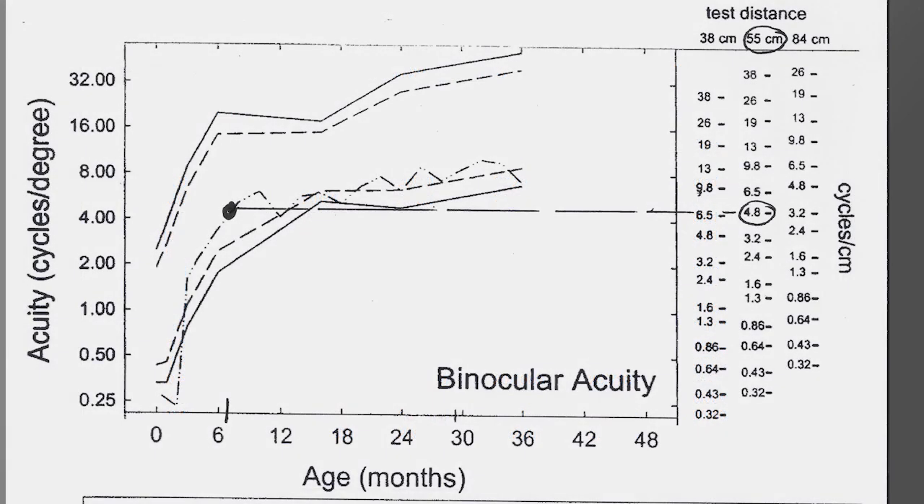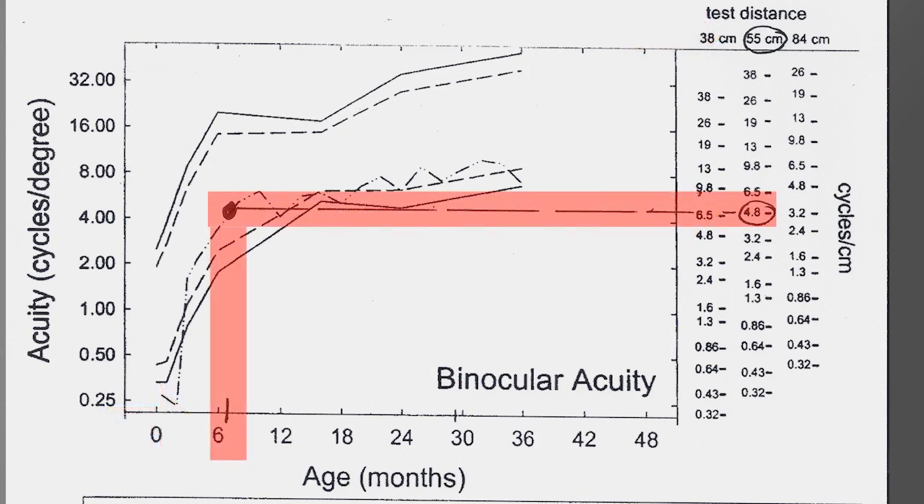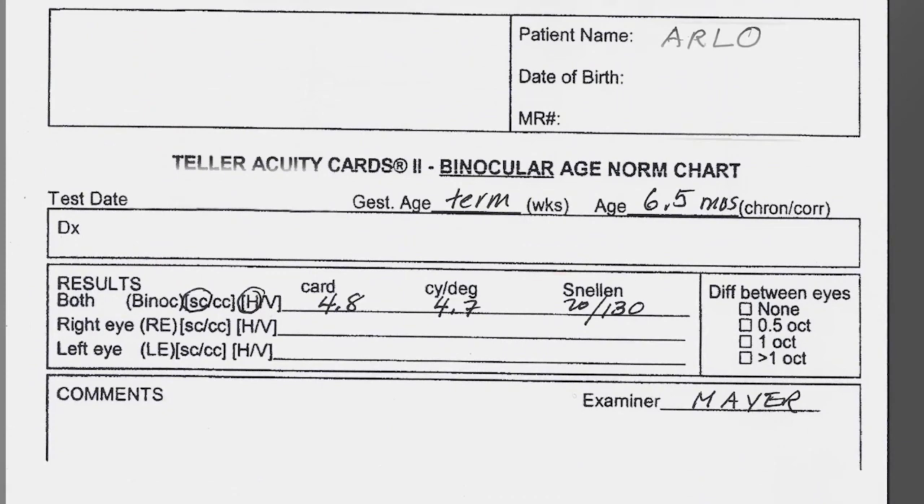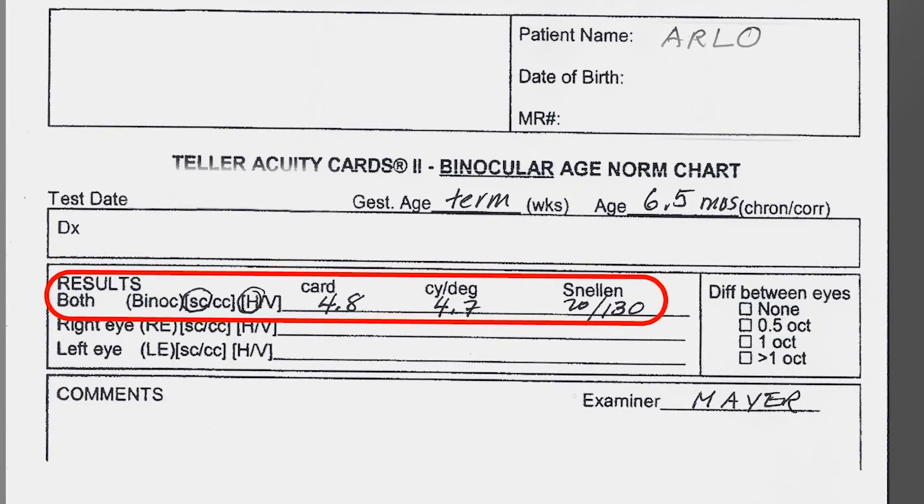The patient's acuity can be shown on an age norm graph from the Teller Acuity Card Handbook. The patient's age is noted at the bottom of the graph. The test distance is circled, and the grating in cycles per centimeter in the column under the test distance is also circled. A line is drawn from this value across to the patient's age. This shows where the patient's acuity falls relative to the normal range for that age. All values are then recorded in the results section of the recording form.